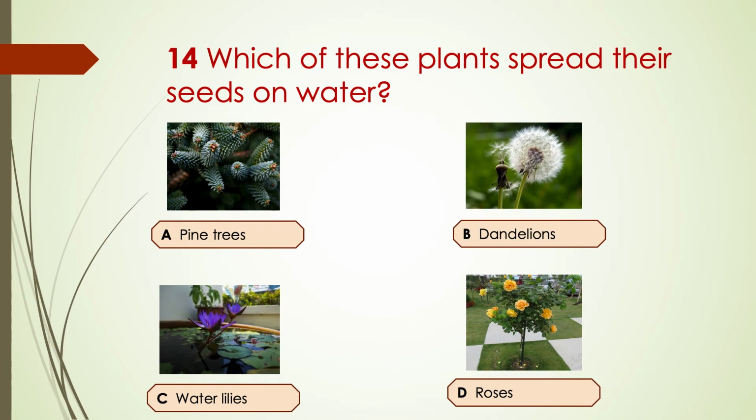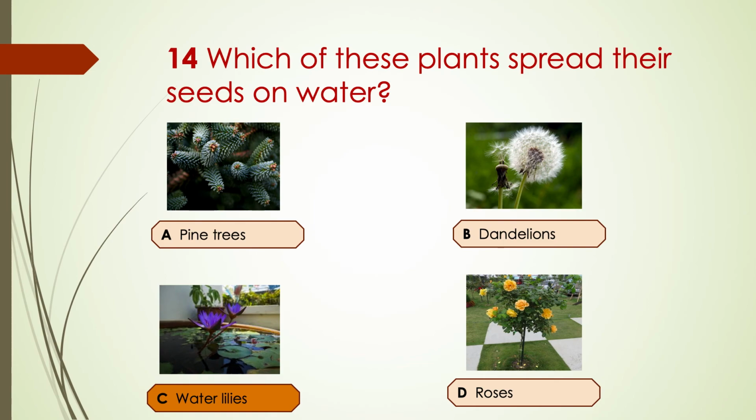Which of these plants spread their seeds on water? Option A, pine trees. Option B, dandelions. Option C, water lilies. Option D, rose. The answer is option C, water lilies. Dandelions spread their seeds on air. Birds and small animals such as squirrels help spread pine cone seeds. Rose seeds are spread by birds.